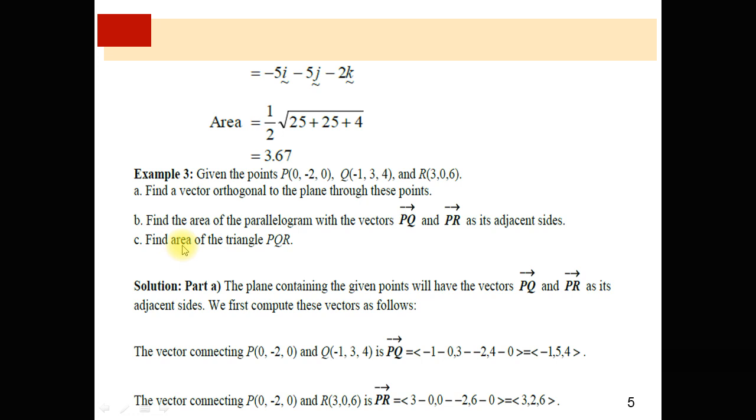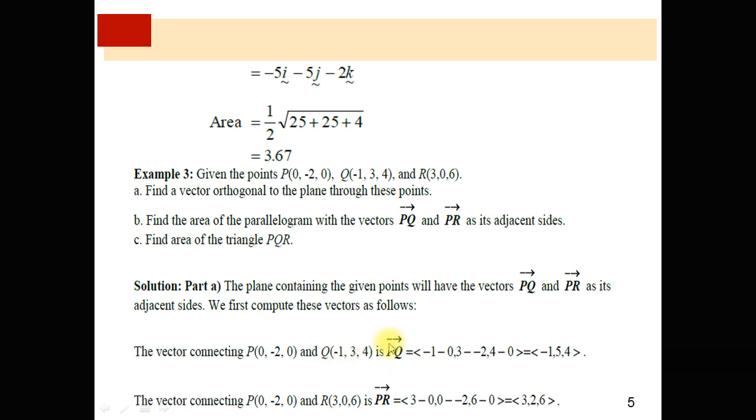And part C, find the area of the triangle PQR. So for part A, the plane containing the given points will have the vectors PQ and PR as adjacent sides. Suppose PQ and PR are the adjacent sides. So the vector connecting P and Q is PQ.